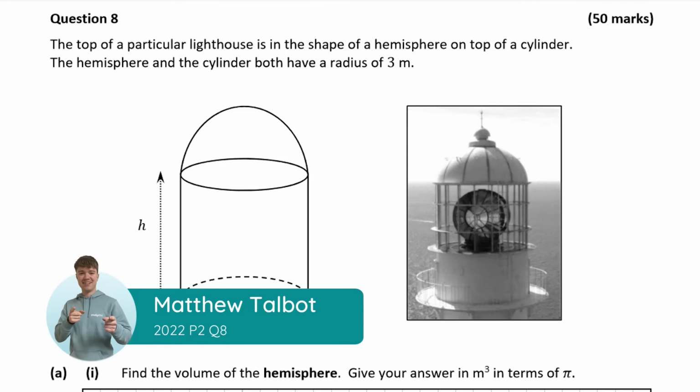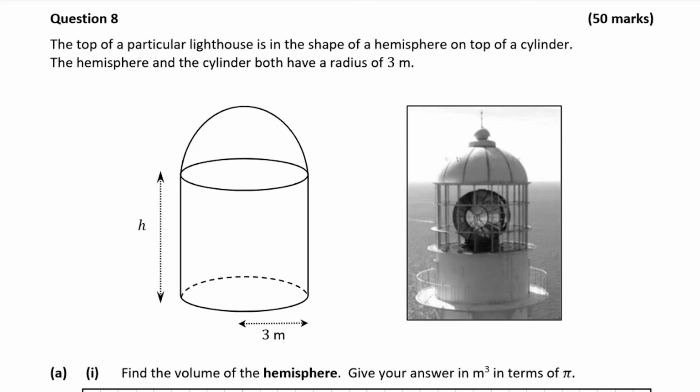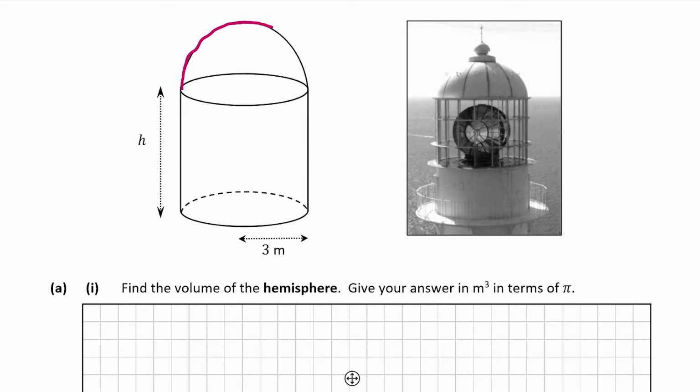So we're shown the top of a lighthouse, and we're told that it's in the shape of a hemisphere, which is on top of a cylinder, and they both have a radius of 3 meters. So the first question is asking us to find the volume of the hemisphere. This is our hemisphere here. So we need to find the volume of that shape there.